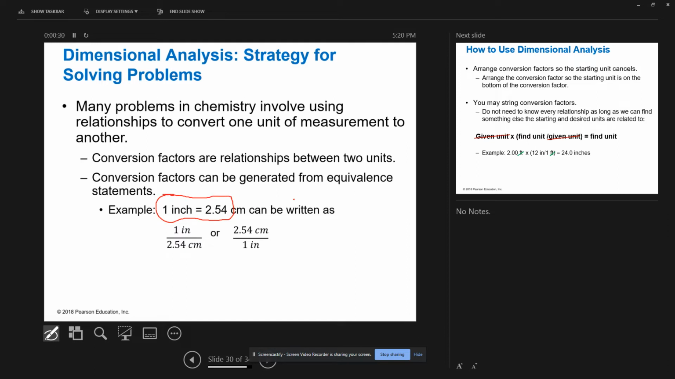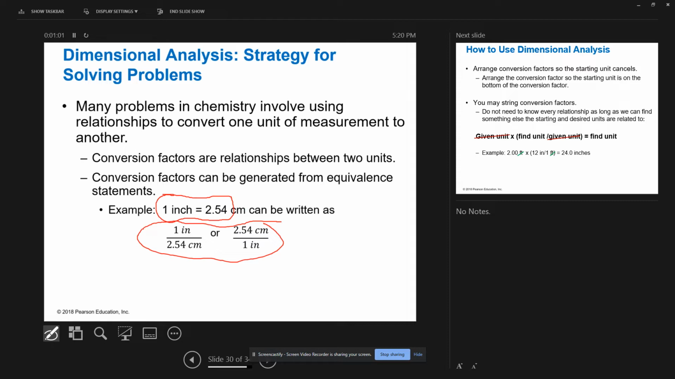We can write that as a fraction one of two ways. We can say 1 inch per 2.54 centimeters or 2.54 centimeters per inch. We're going to use this method of writing it in fraction form to convert between units. So we're going to use it as a conversion factor. Remember, conversion factors are called exact numbers, so they don't count in our significant figure calculation.